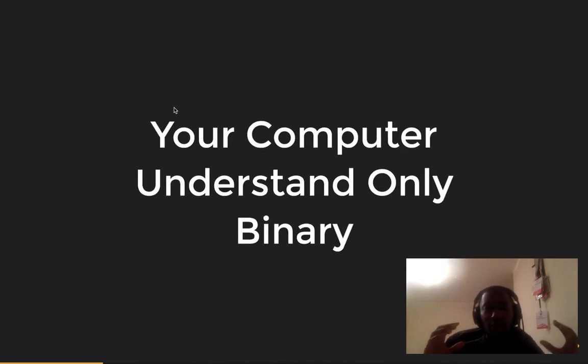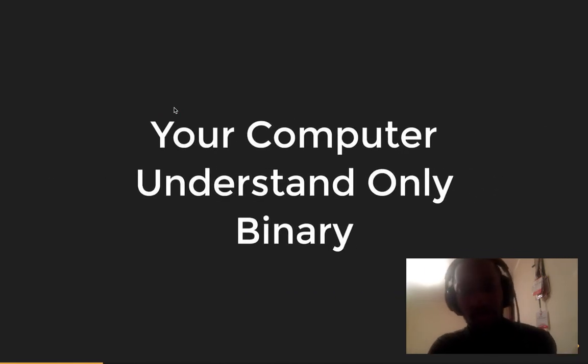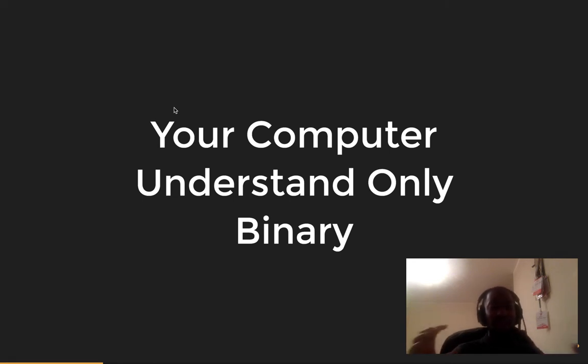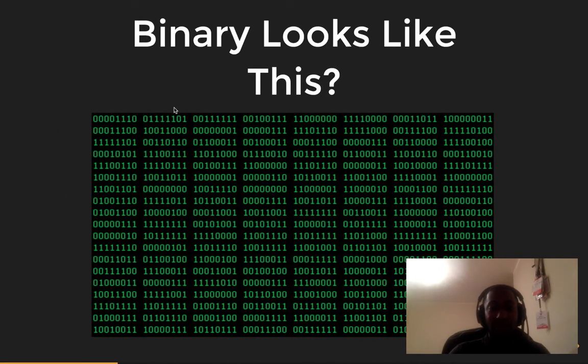So your computer only understands binary. You remember how I said when you go to Japan and you speak only English and they speak only Japanese? Exactly. So binary is what your computer understands. And this is what binary looks like. It's zeros and ones. That's all binary is. Binary means two, just ones and zeros. These are the only two values.